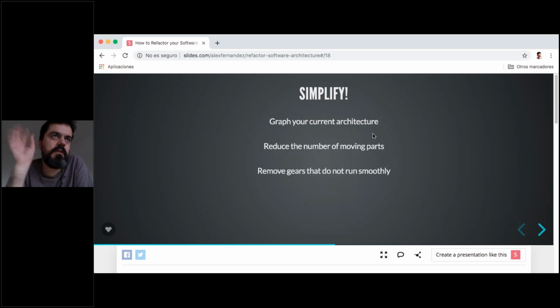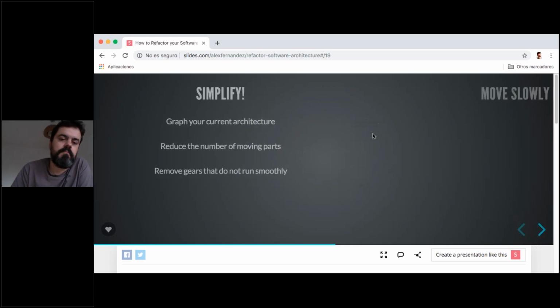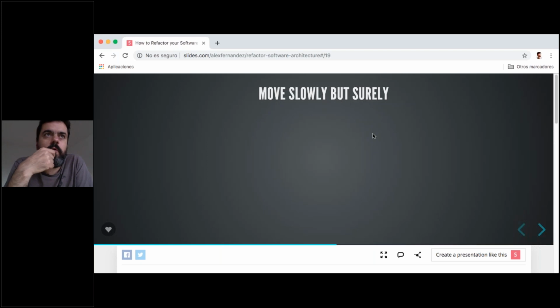And remove any gears that don't run smoothly. Okay, you say this subsystem is a mess, so we are going to rewrite this particular thing, this service, this whatever. So in time, what you will see is that you are moving slowly, probably slower than you would like to, but surely, and you are going towards your objective.